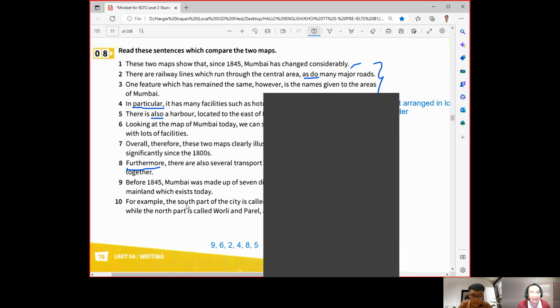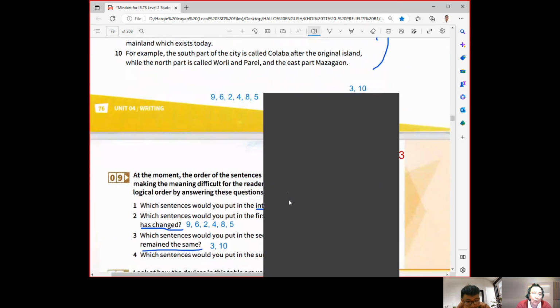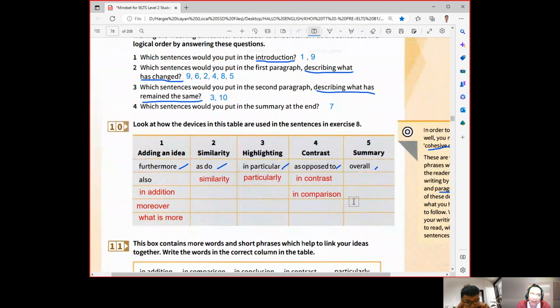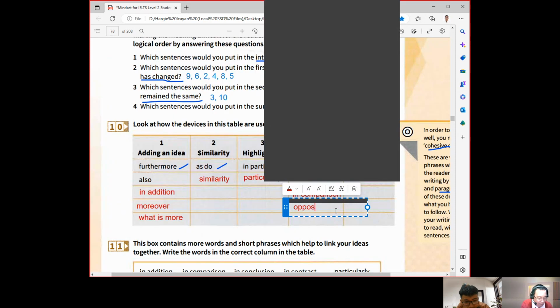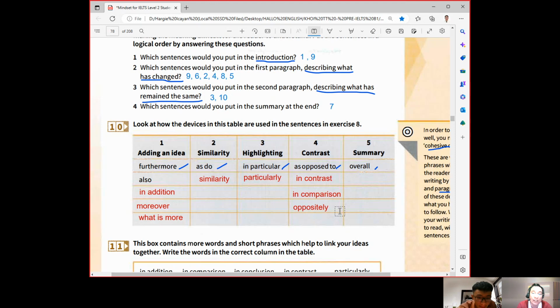Okay, we can also say opposite. So that would also be oppositely. We can use oppositely, something like that, because we can use it as an adverb. So maybe that would be for contrast.